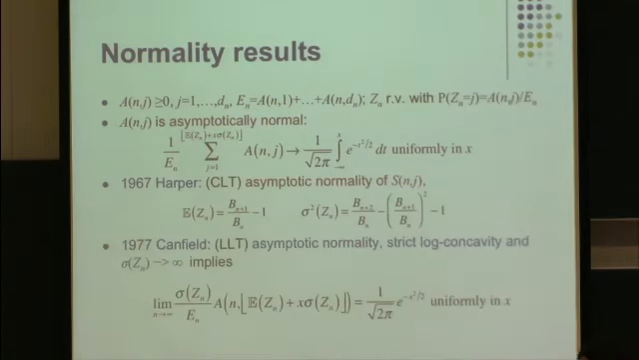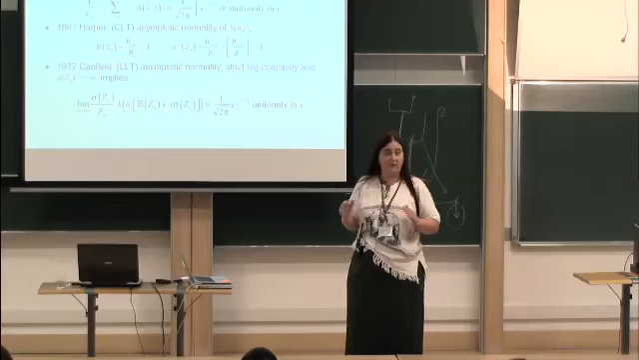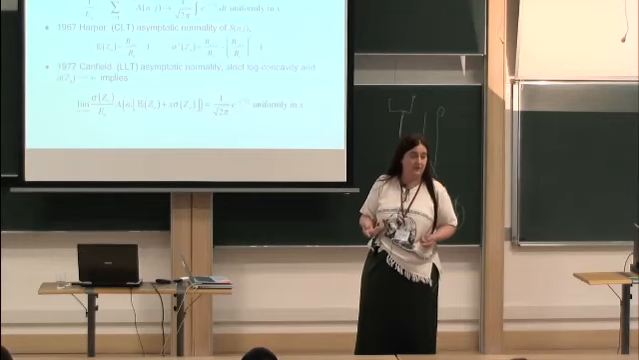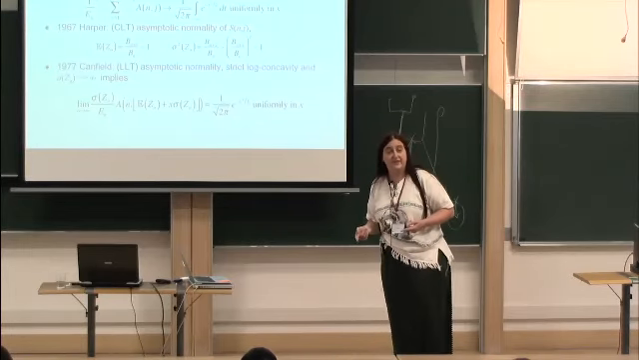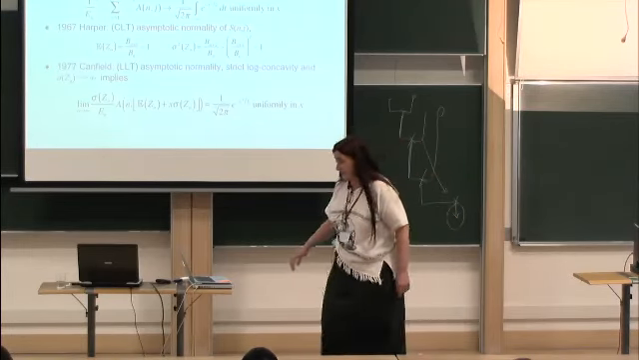In 1977, Canfield showed the following: that asymptotic normality, strict log concavity, and variance going to infinity, these conditions together imply this slightly different formula. But this essentially means that if you take not the cumulative density function, but the probability density function of the normalized version, that goes to the probability density function of the standard normal, uniformly.